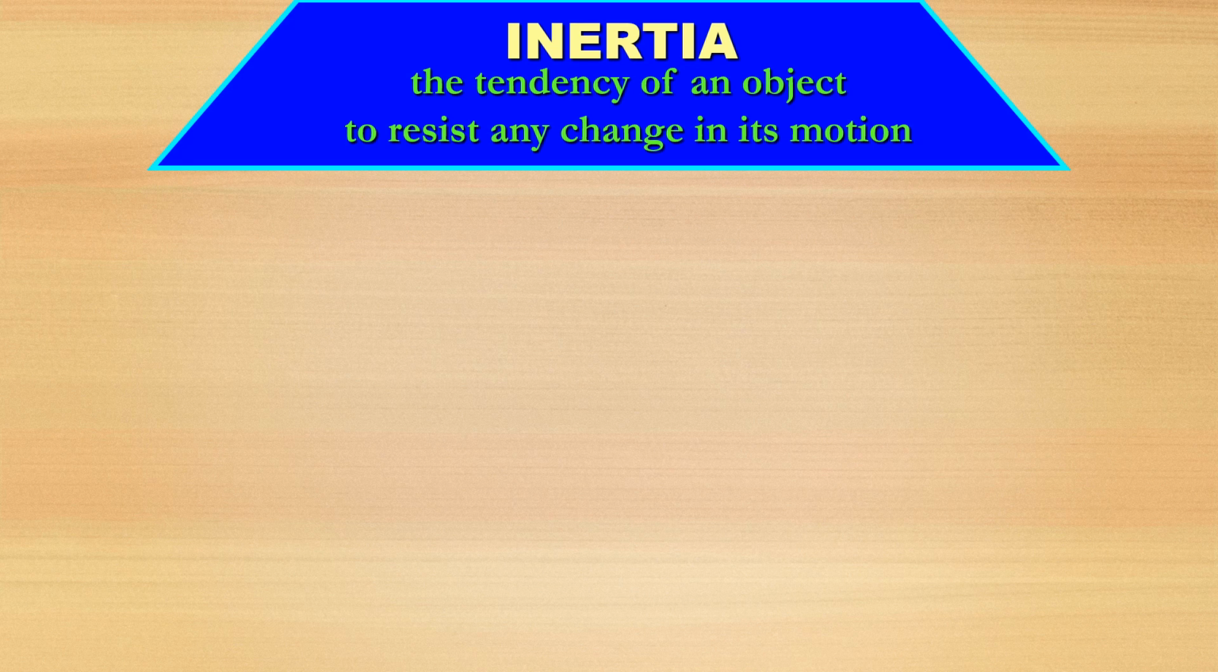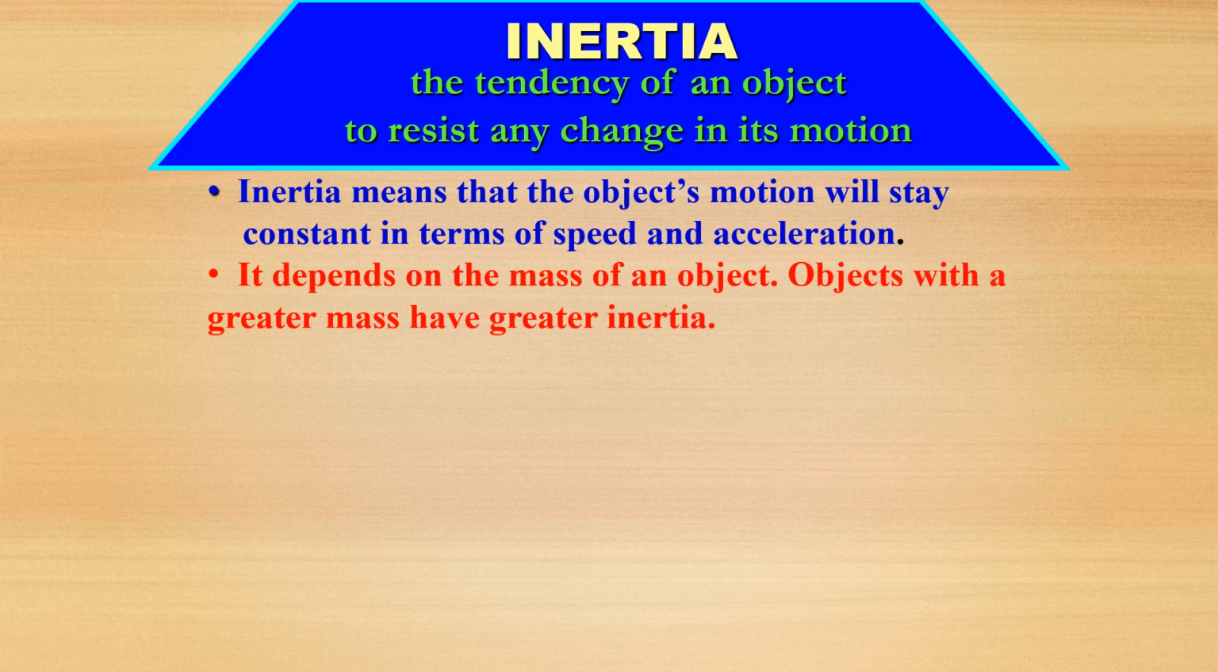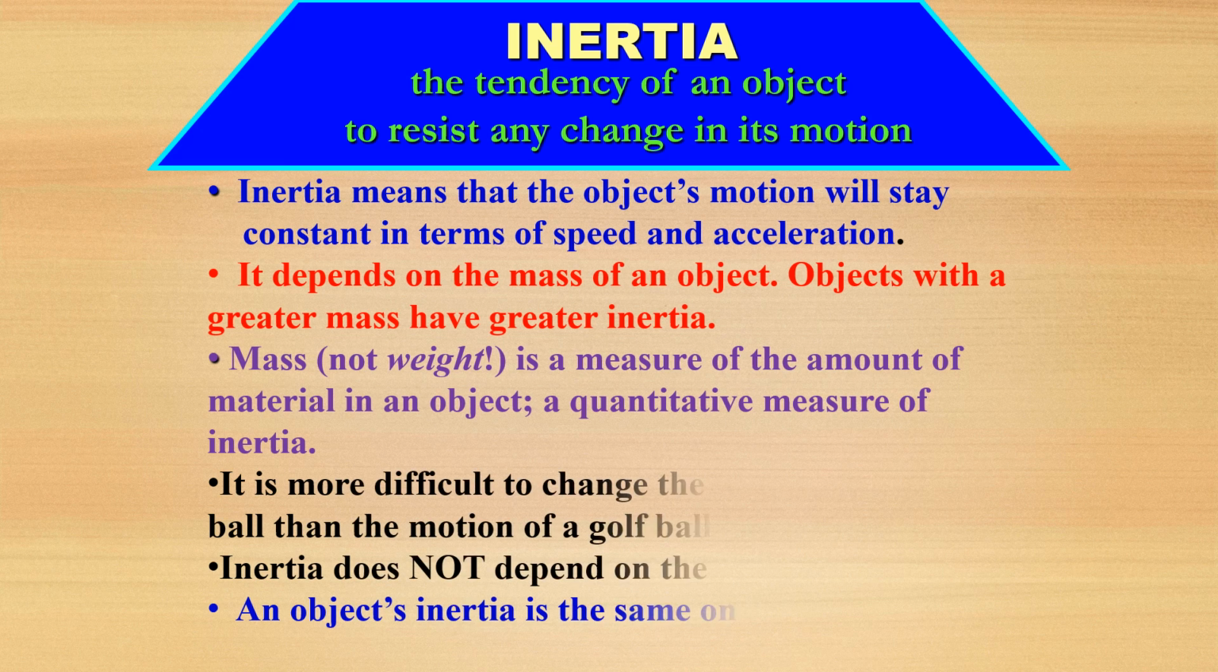Inertia is the tendency of an object to resist any change in its motion. Inertia means that the object's motion will stay constant in terms of speed and direction. Inertia depends on the mass of an object. Objects with a greater mass have greater inertia. Mass, not weight, is a measure of the amount of material in an object. It is a quantitative measure of inertia.